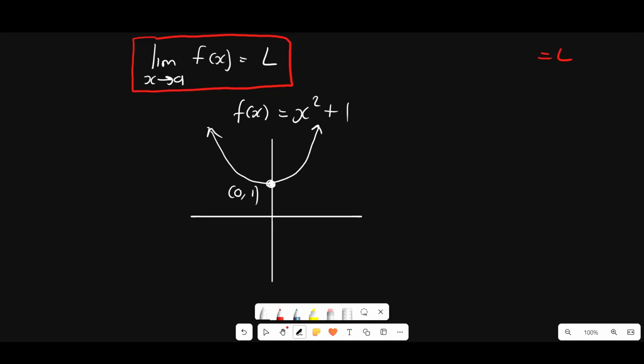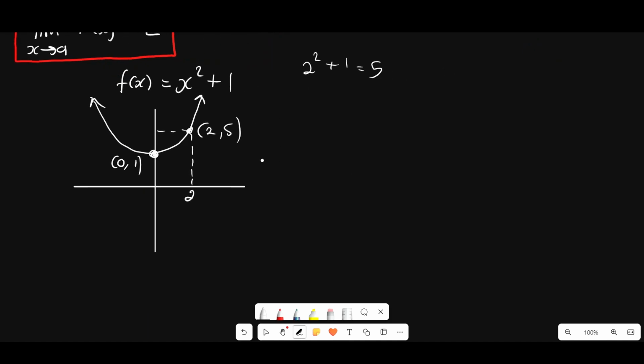Now here, let us look at something. Let's take an x value, let's say 2. A 2 will have 2 squared plus 1, which is 4 plus 1, which is 5. Hence a 2 will have 5. Let's look at what the graph is doing when it approaches a value of 2.